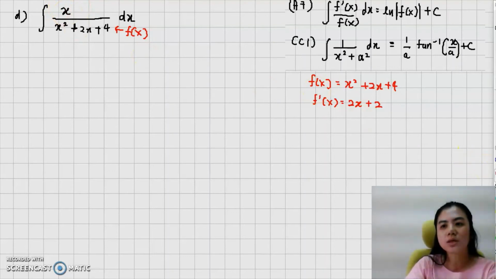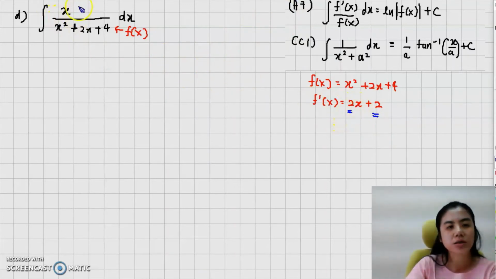We do not have the 2 in front of the x, and we do not have the plus 2. But we need to use the formula of A7. In order to use the formula of A7, we manipulate the top step by step. First of all, think of adding the number 2 next to the x. So just copy the same integration again.